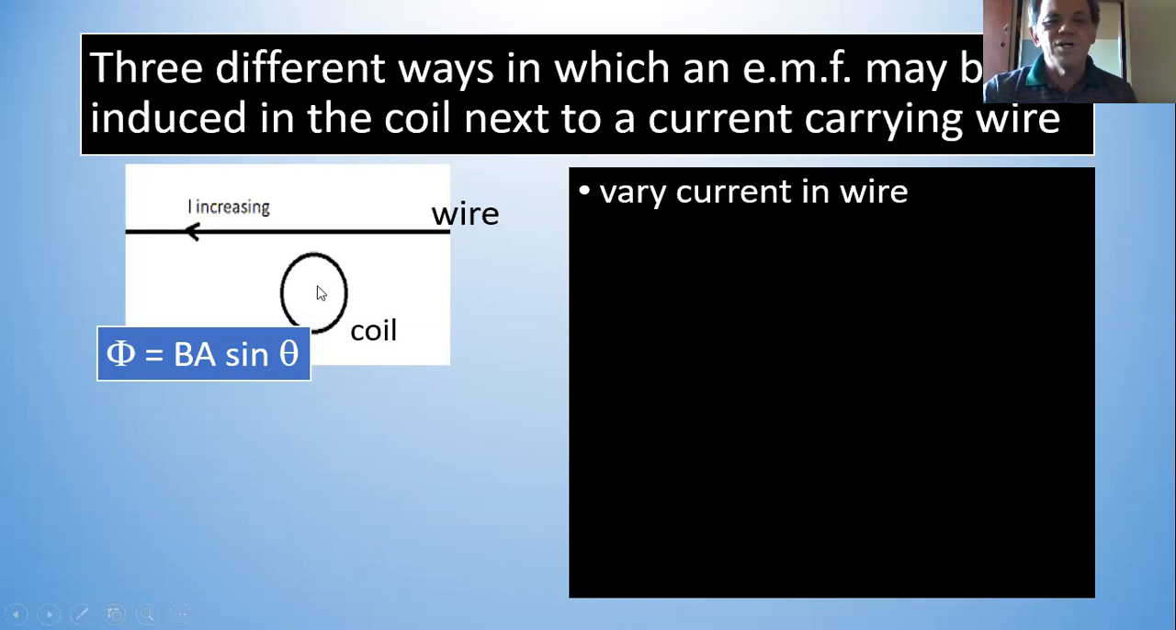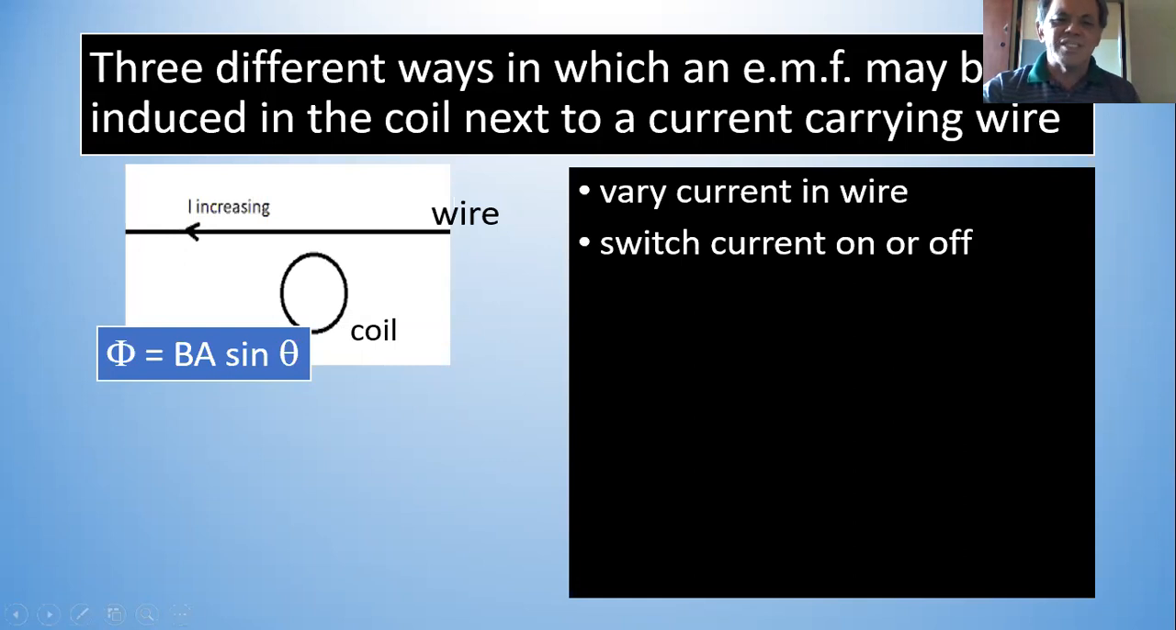Remember your magnetic field around the current carrying wire. You can get it from your right hand grip rule. Sorry, I'm trying to position my hand correctly. There you can see the right hand grip rule. So in this case, the field is coming out at the coil there. So if the current is changing, then the magnetic flux is changing across the coil. So EMF will be produced across the coil.